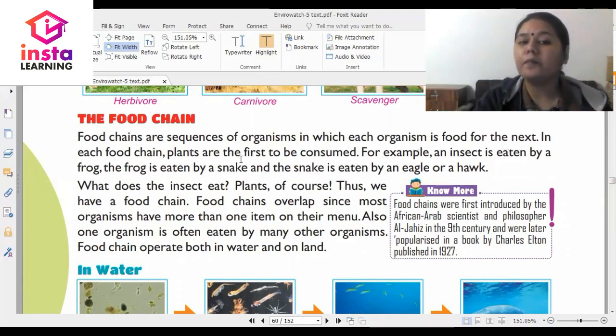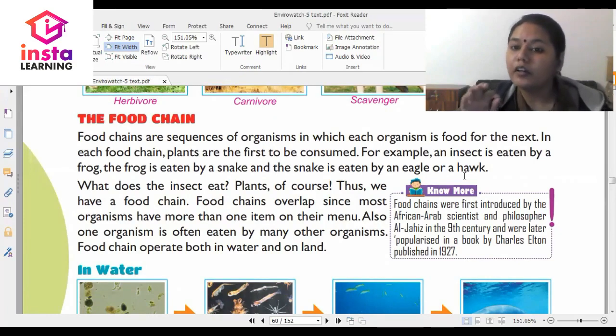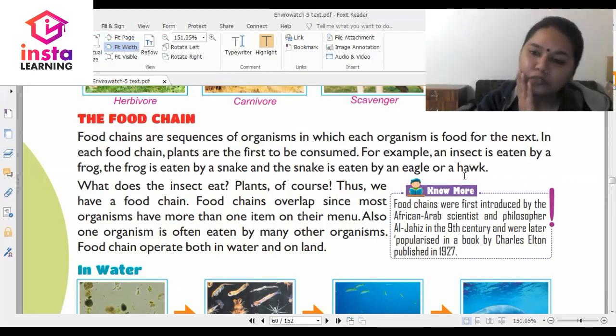Food chains are sequences of organisms in which one organism is food for the next. In each food chain, plants are the first to be consumed. So this is why we need to save our environment, in terms of plants or trees. For example, an insect is eaten by a frog. Frog is eaten by a snake, and the snake is eaten by an eagle or a hawk. Now imagine there are no insects. What will the frog eat? Can it eat anything? No. So what will happen to the frog living without food for such a long time? It will die, right? What does the insect eat? Plant, of course.